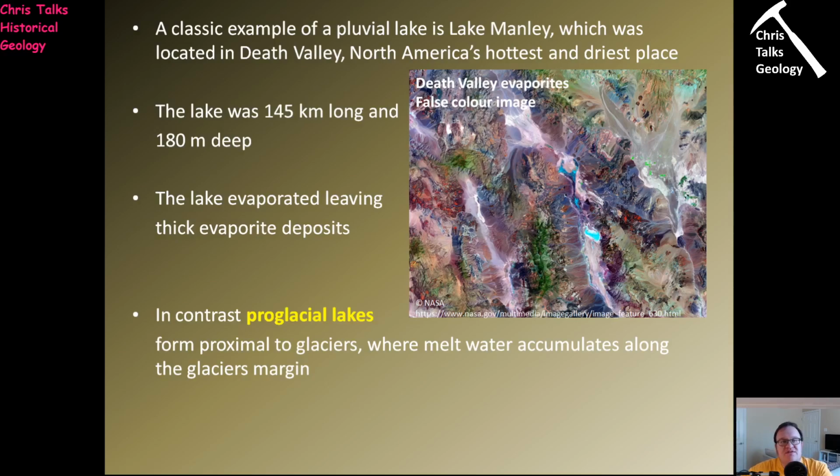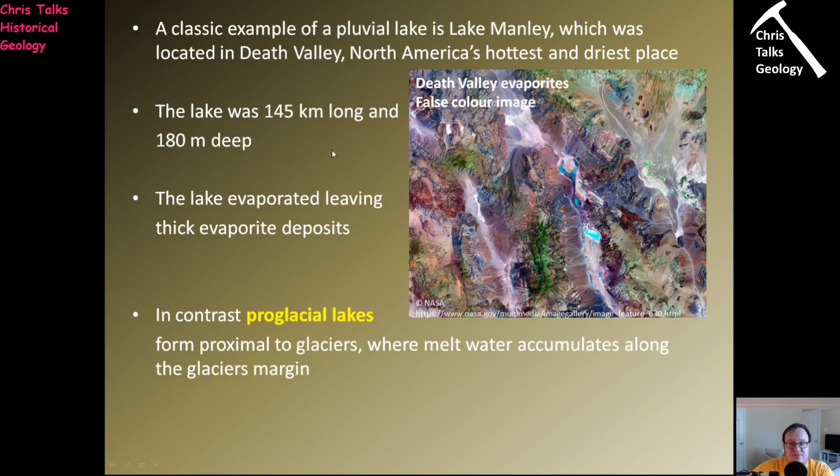We can see the lake itself was around 145 kilometers long and about 180 meters deep, so it is a pretty substantial body of water. And the lake has evaporated away, leaving evaporite deposits. Now this is a false color image, but you can see these whiter areas, and the blue areas represent water that's left, and the whiter areas here represent the evaporites formed by the evaporation of this water. If you were to go all the way along the valley, you would see just a constant sheet of evaporites produced as Lake Manly evaporated away.